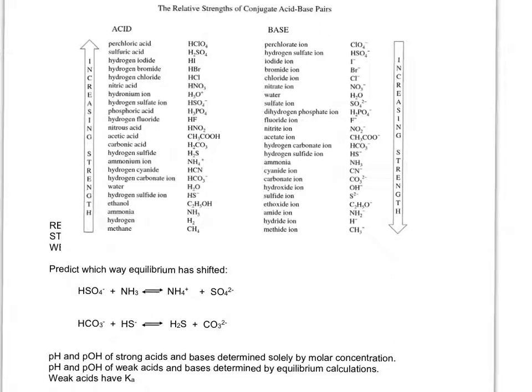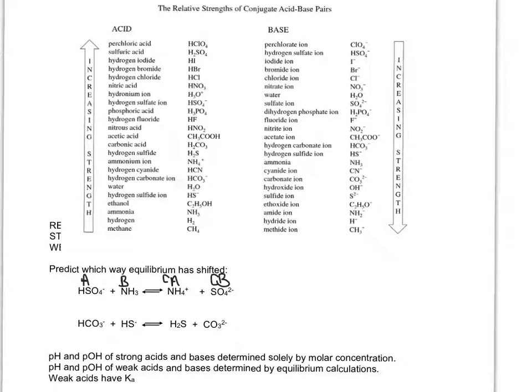So first let's label our acids and bases here. So let's see, I have HSO4 minus, so that's an acid. NH3 is a base. NH4 plus is the conjugate of the base, so this must be my conjugate acid. And then the SO4 minus is the conjugate of my acid, so that is my conjugate base.